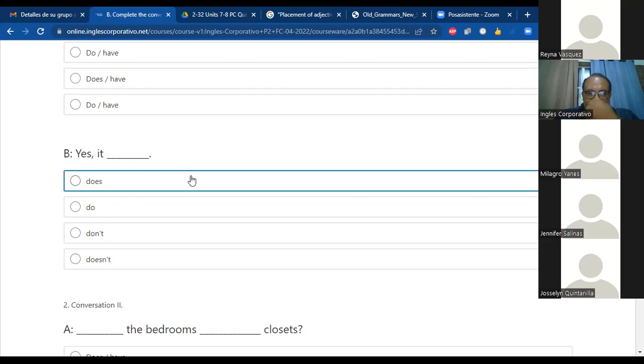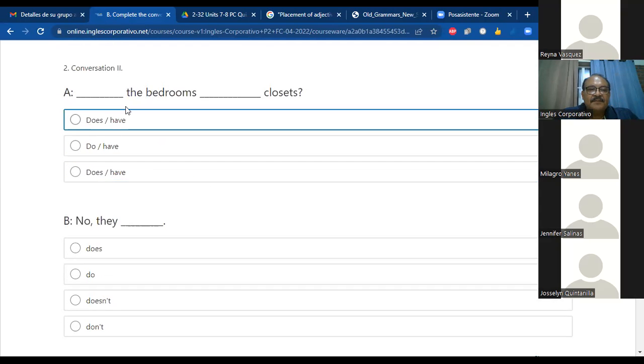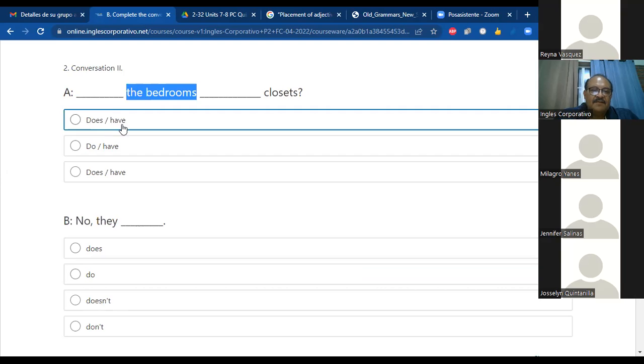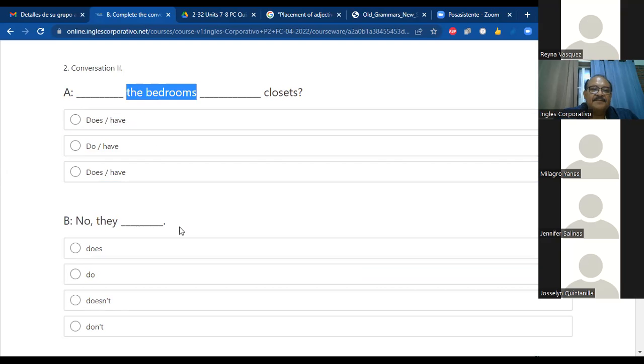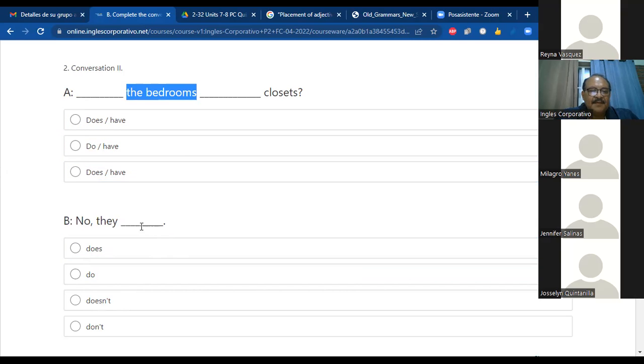Okay. And then you have, for example, the bedrooms. ¿Este es singular o plural? Plural. Exactly, right? Entonces, estamos hablando de they. Entonces, aquí definitivamente, vean que les han puesto el mismo acá. Okay, con una de estas que eliminen y ya. You have the answer, okay?